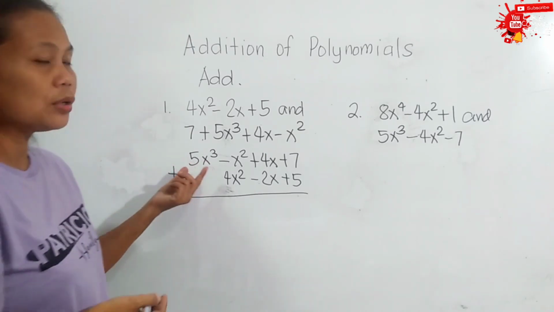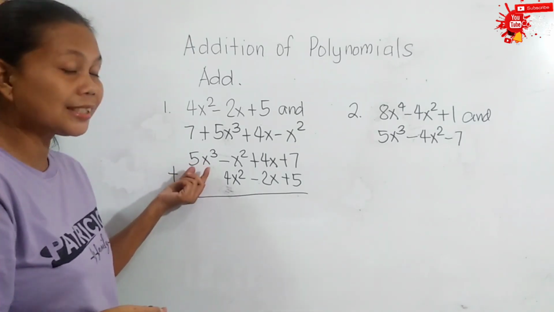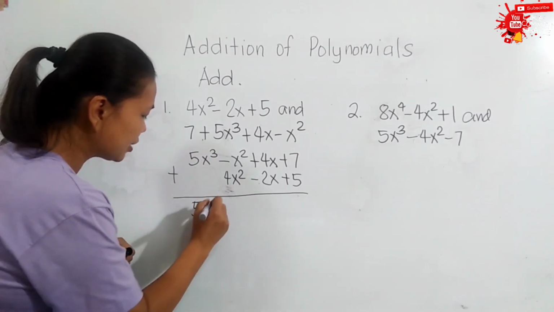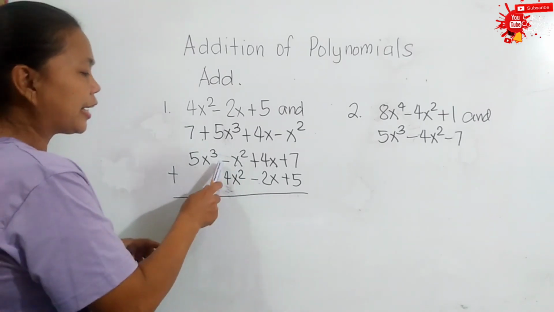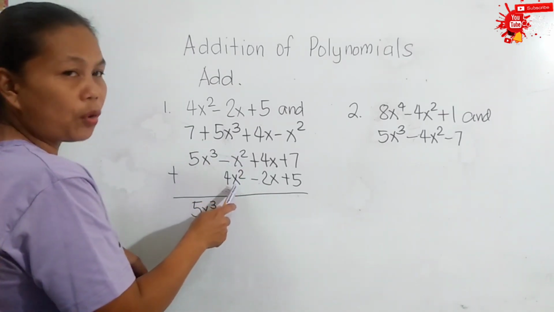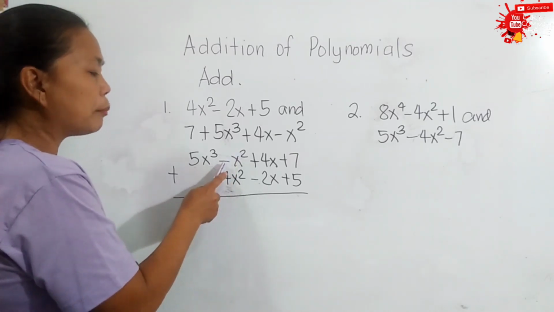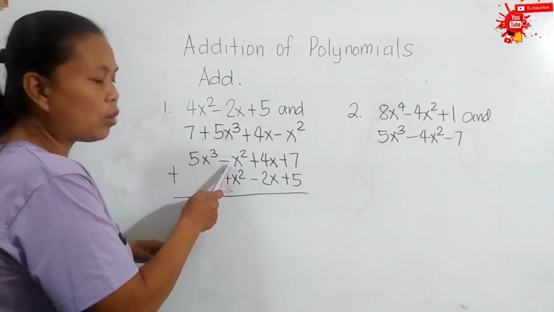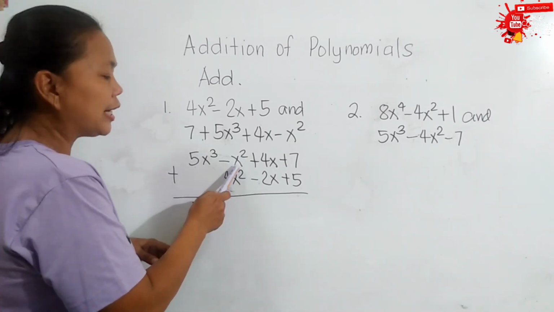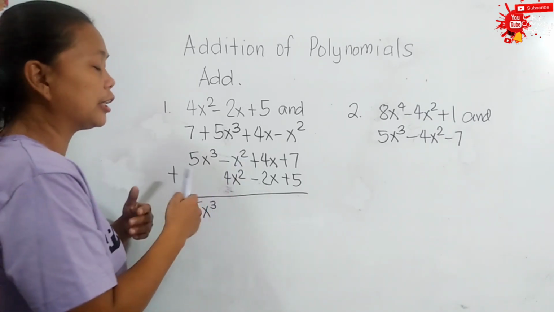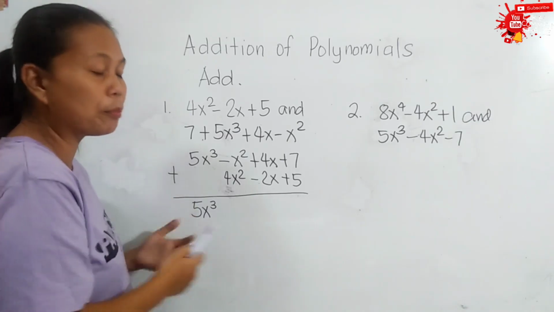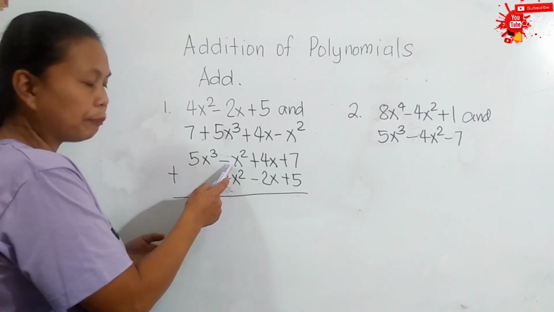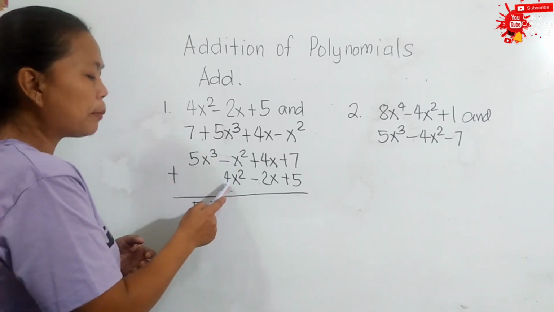Okay? So if there's no term below this 5x cubed, we just write it down. So 5x cubed. Then we have here negative x squared plus positive 4x squared. If it is negative x squared, it means that the numerical coefficient of negative x squared is negative 1. So if there is no number before the literal coefficient, the number is 1. We have here a negative sign, so therefore, it is negative 1.